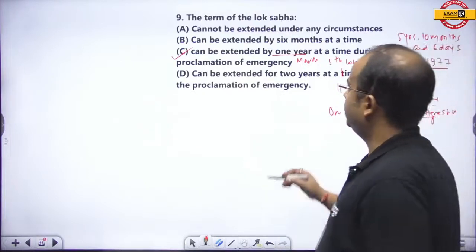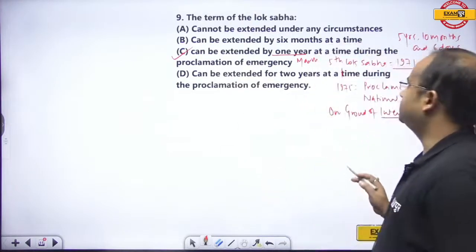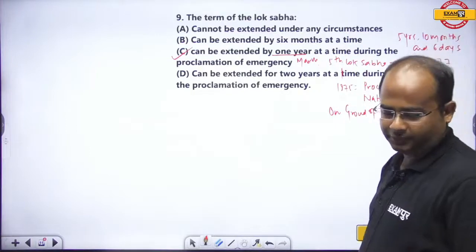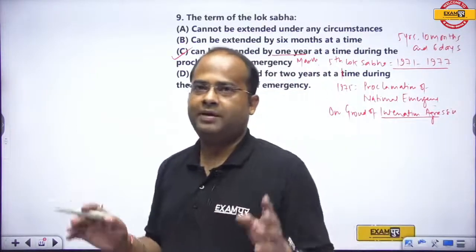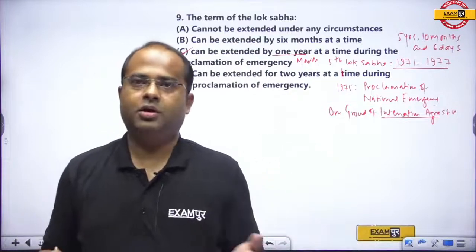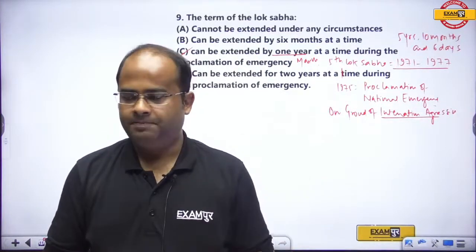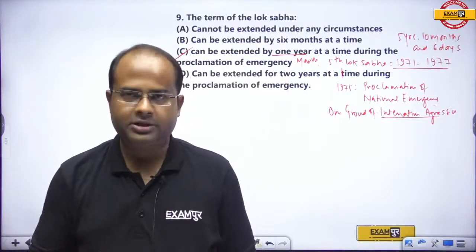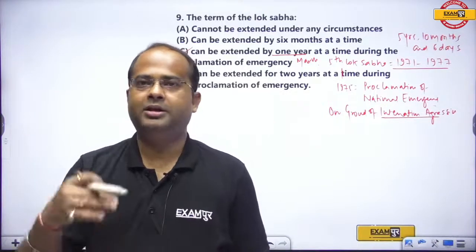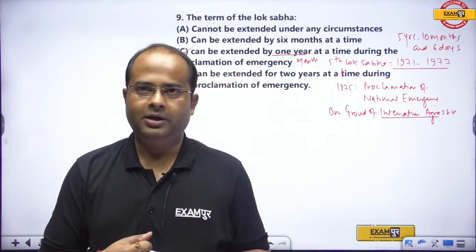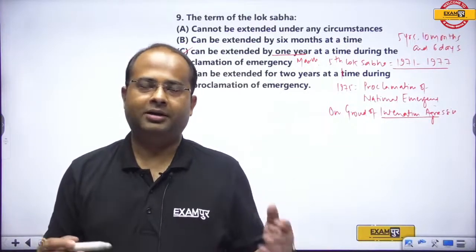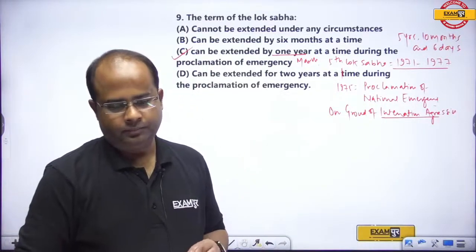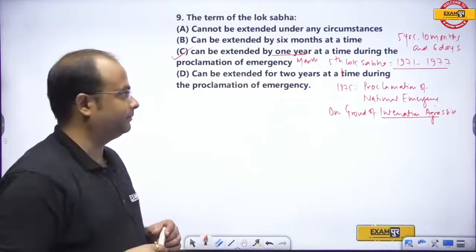So the correct answer will be, guys, option C, that it can be extended maximum up to 1 year during the time of proclamation of emergency. And we have the example also, that is the 5th Lok Sabha, whose time period is 5 years, 10 months and 6 days. That means the overall time period was increased by 10 months and 6 days. Ideally it should have ended in 1976, but it went up to 1977 because in 1975 Mrs. Indira Gandhi proclaimed the emergency on the ground of internal war, internal aggression. So the correct answer will be option C.